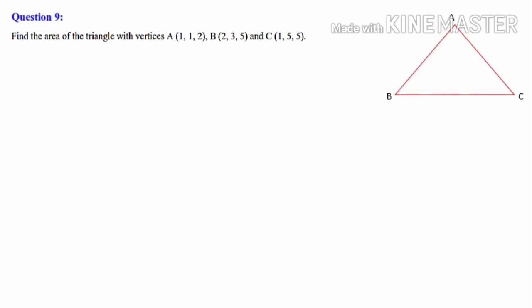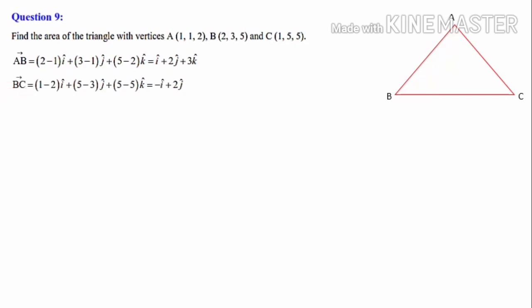Move on to question number 9. The question is, find the area of the triangle with the vertices A(1,1,2), B(2,3,5) and C(1,5,5). So let's draw a rough diagram ABC, and first of all we will calculate vector AB. Vector AB: two points are given, so we can use the x2 minus x1 formula, that is 2 minus 1 into i cap, 3 minus 1 into j cap, 5 minus 2 into k cap. So i cap plus 2j cap plus 3k cap we have got.